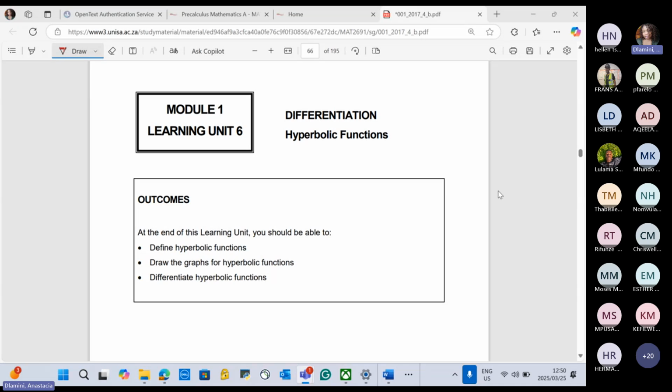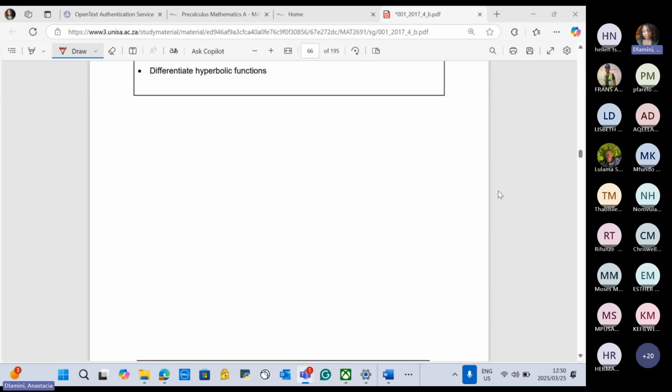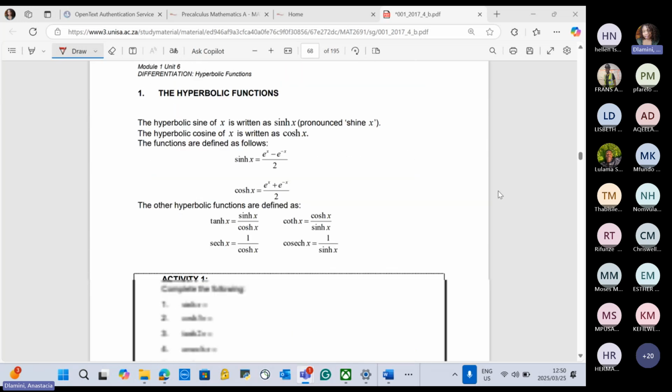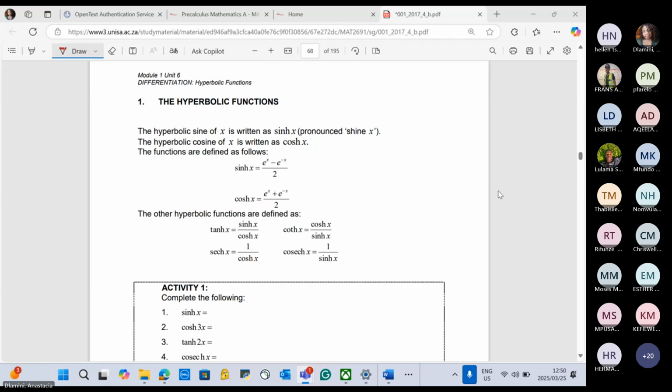So, differentiation of hyperbolic functions. The outcomes: at the end of this learning unit, you should be able to define a hyperbolic function, draw the graphs for a hyperbolic function, and differentiate hyperbolic functions. Did you hear that? Those are the things you need to know. Now, they're saying hyperbolic function.